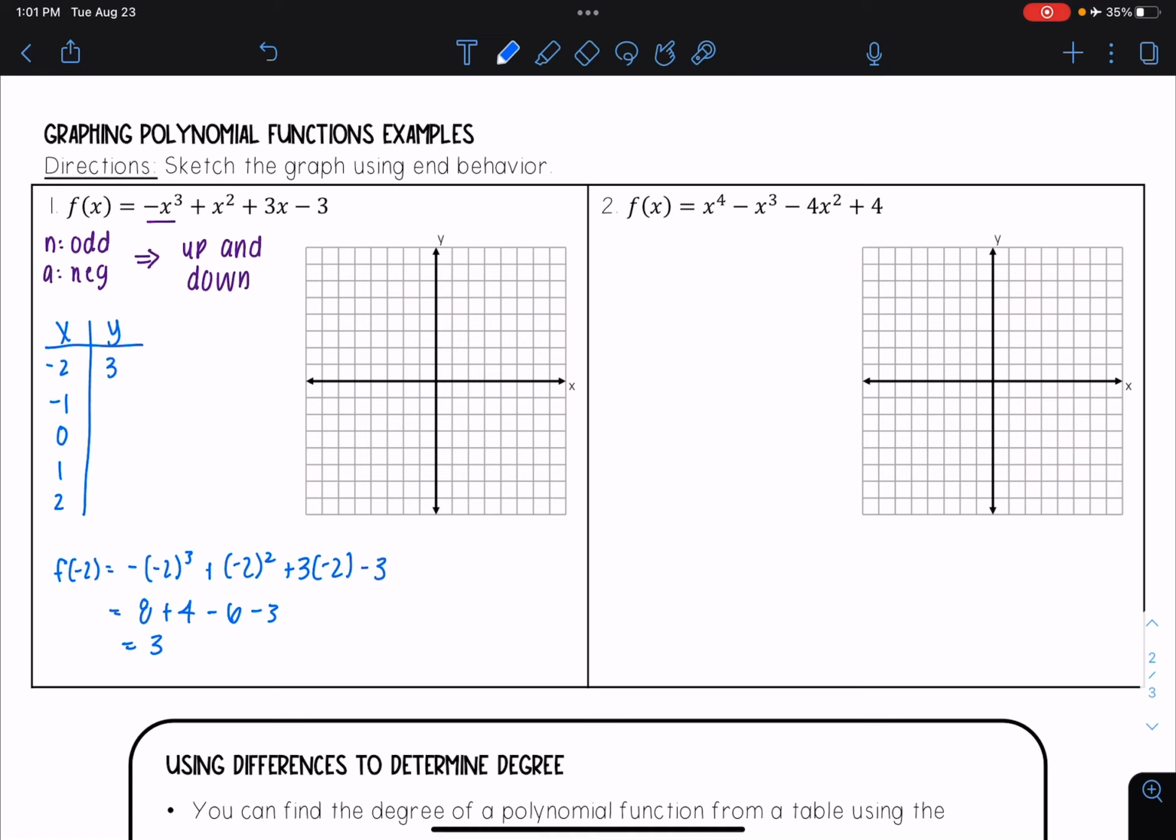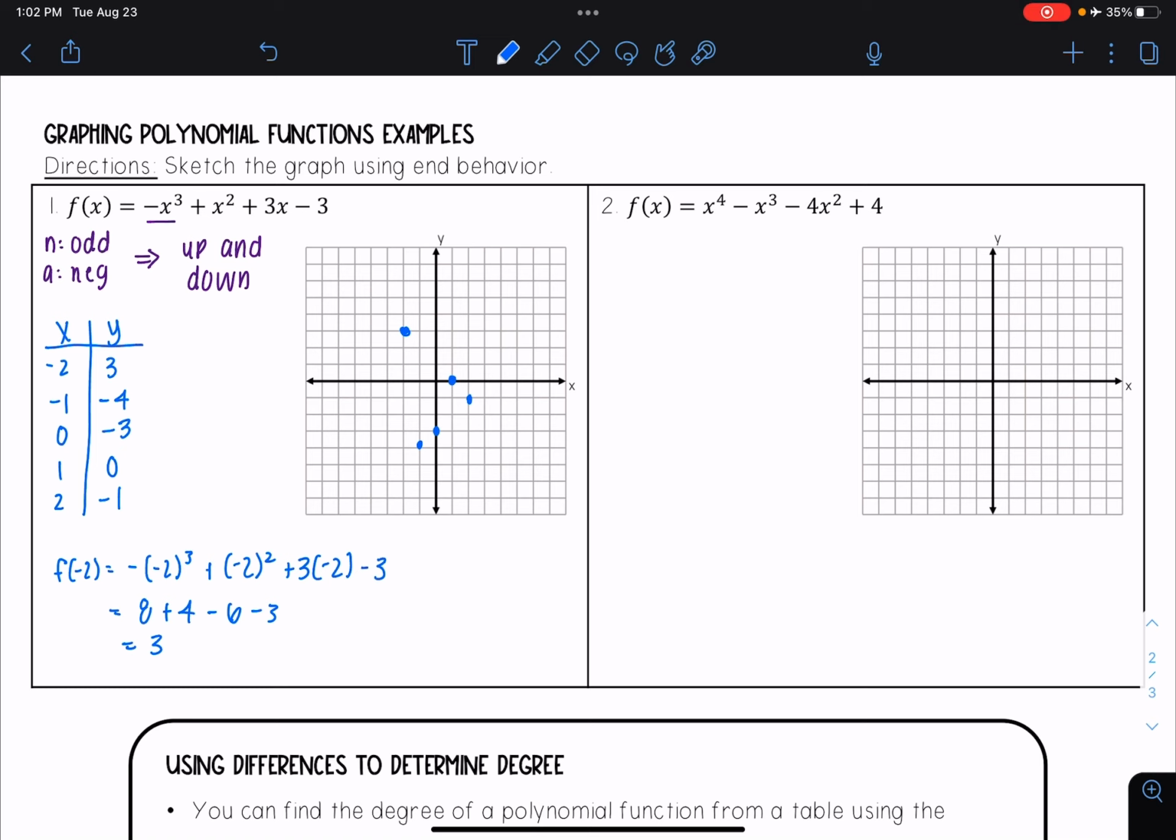And so I get 3 right there. Then you're going to follow that same process with the rest of these points. When you plug in negative 1, you should get negative 4. When you plug in 0, you should get negative 3. When you plug in 1, you should get 0. And then 2, you should get negative 1. So now I'm going to plot all those points. So negative 2, 3, negative 1, negative 4, 0, negative 3, 1, 0, and then 2, negative 1.